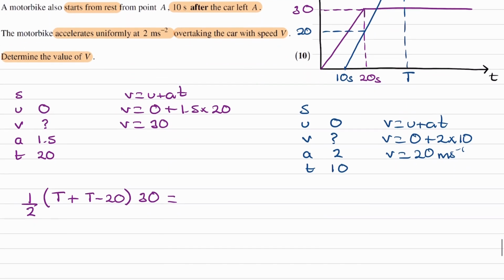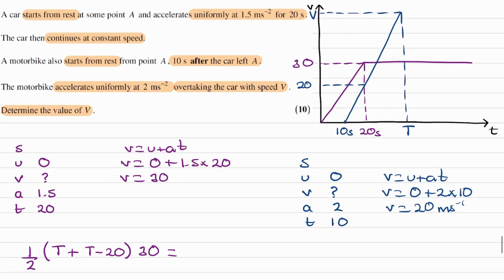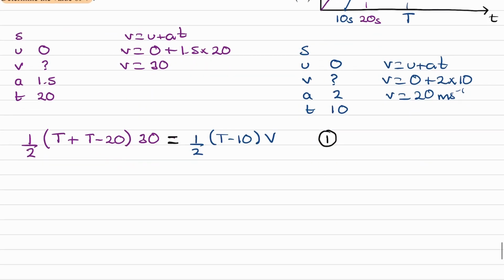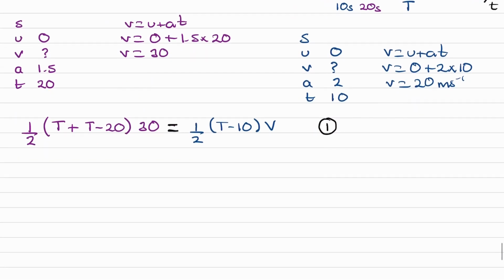And then for the motorbike would be the area underneath that triangle. So that will end up being a half multiplied by the base, where the base would be t minus 10, and the height would be v. So this will be a half times (t minus 10) multiplied by v. And that will be our equation. I'll call this equation 1. So we have two unknowns in this equation. We have t as well as v.